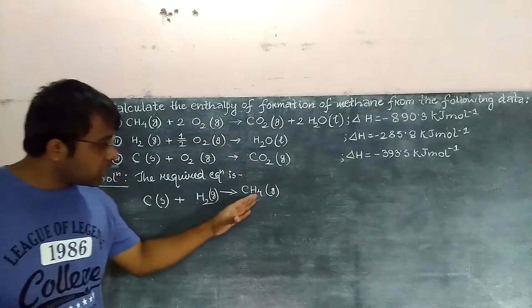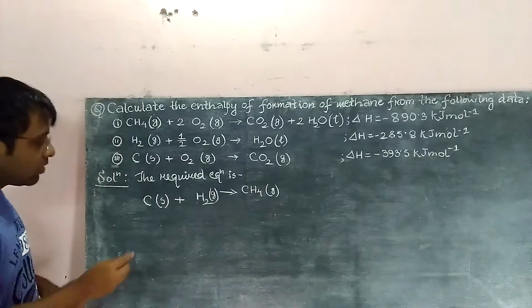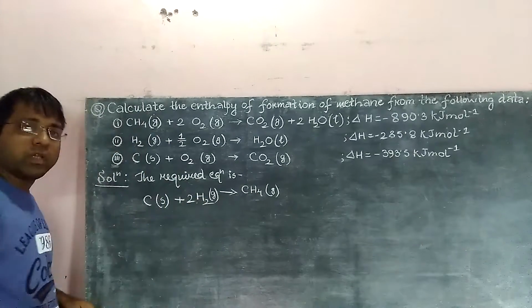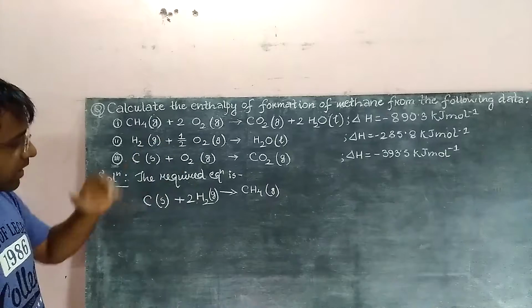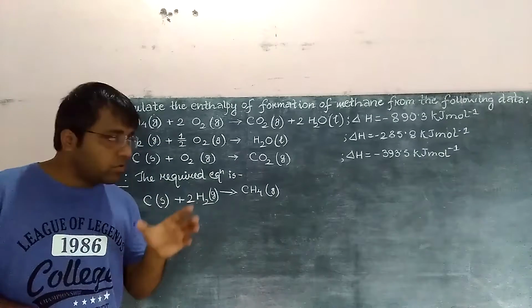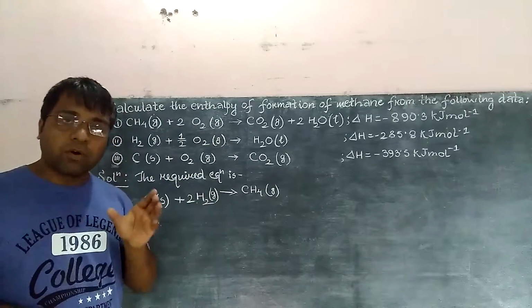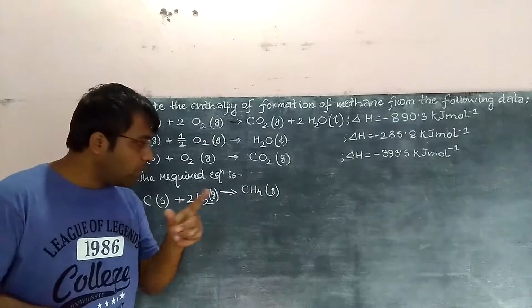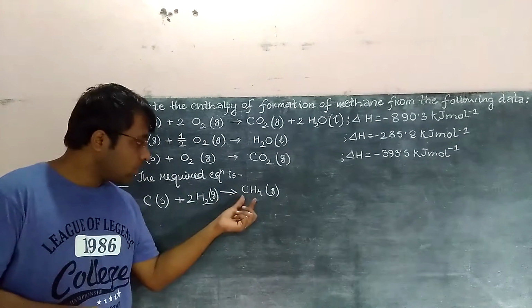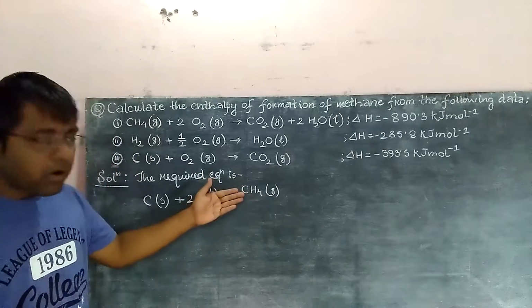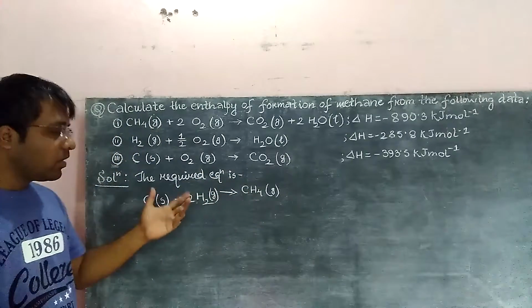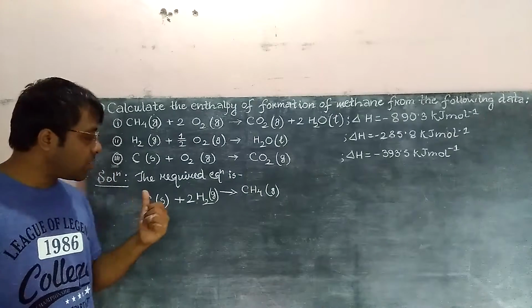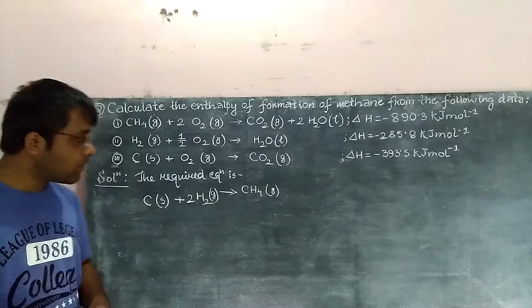Now how many hydrogens are there? 4. So we can write 2H2. So this is our balanced equation. In order to find out the enthalpy of formation of any compound, first of all, we have to remember that we'll be writing about the product at first. Then by looking at the formula, we'll be trying to write the balanced chemical equation in the reactant side.